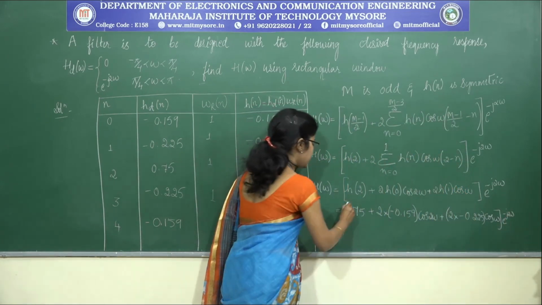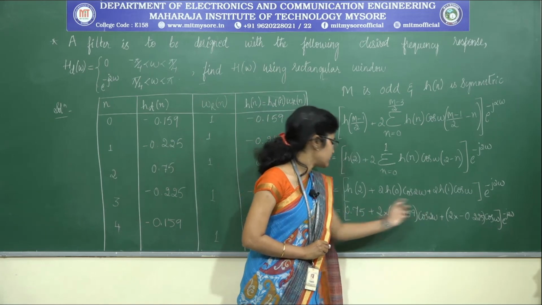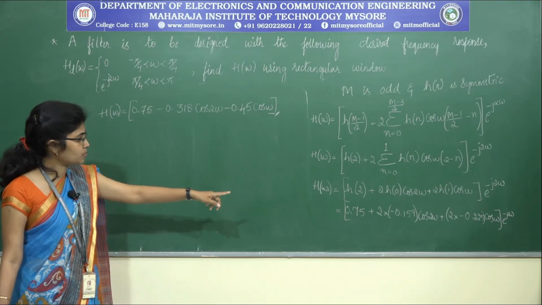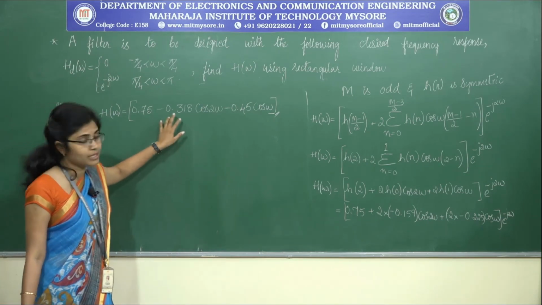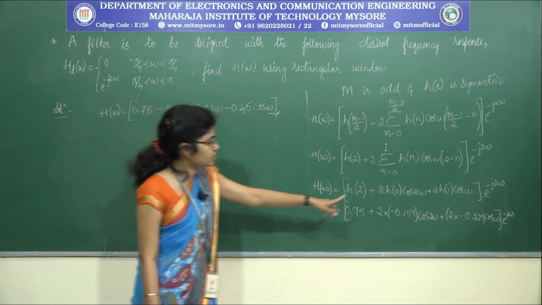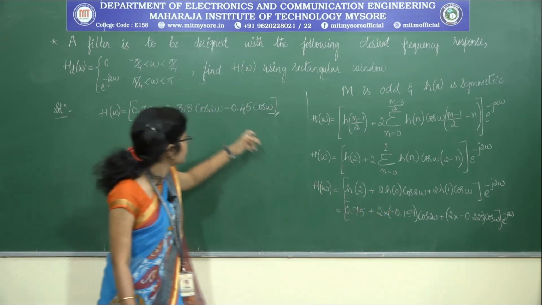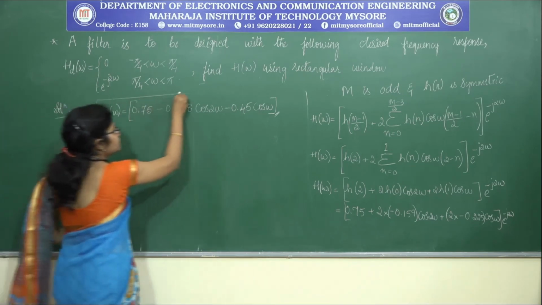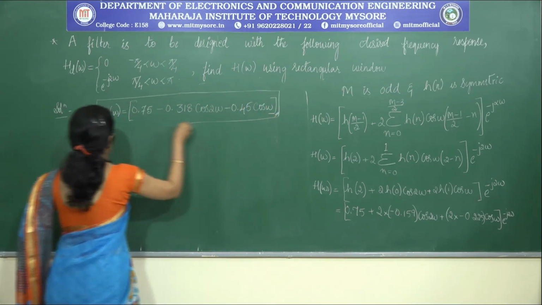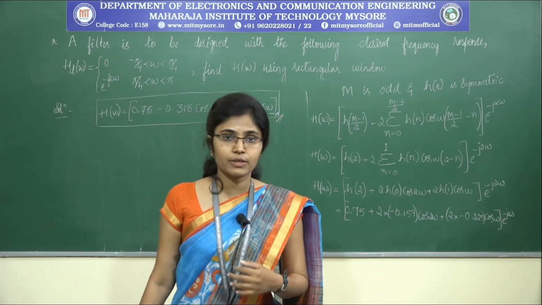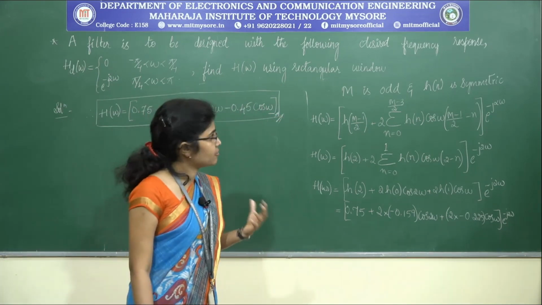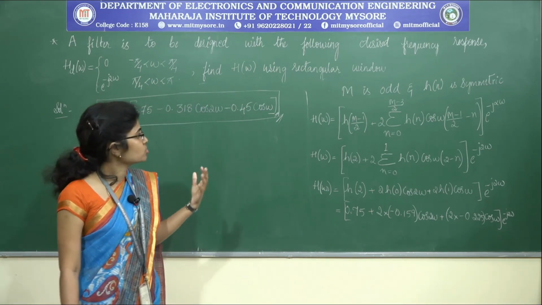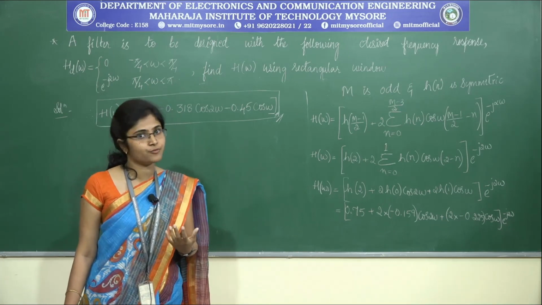So now multiplying all these terms gives us the expression for h of omega. If I multiply 2 with minus 0.159, we are going to get minus 0.318. Similarly, if I multiply 2 with minus 0.225 gives us minus 0.45. So this is nothing but the expression for h of omega. This is how we can find out or design an FIR low pass filter or band pass filter using any kind of window. So they may give problems related to high pass filter also.